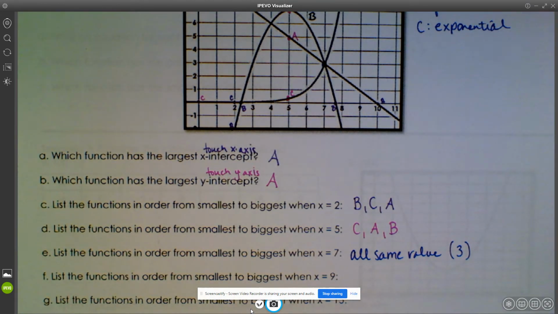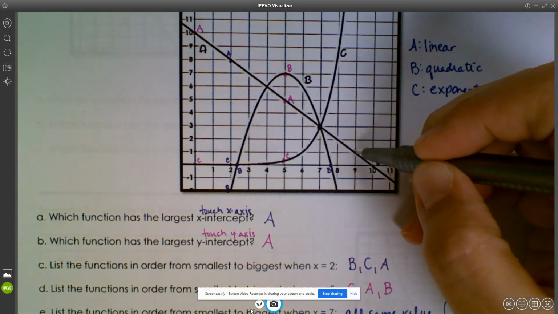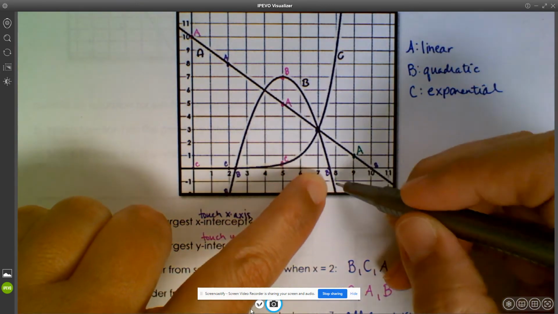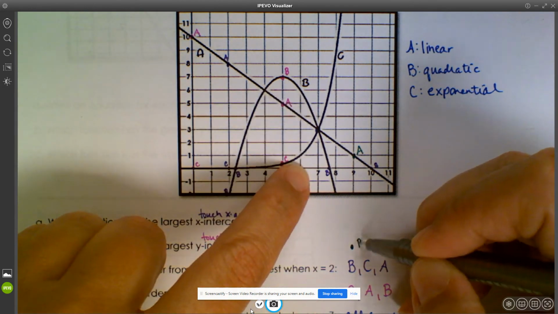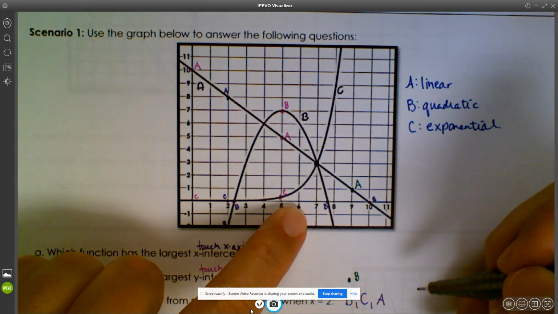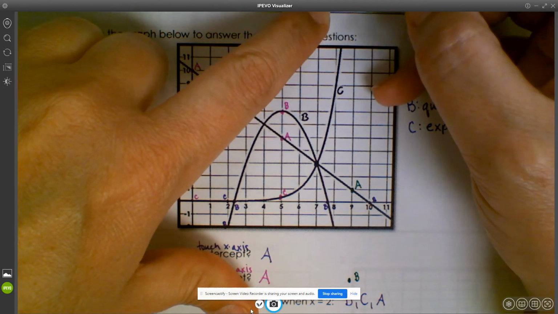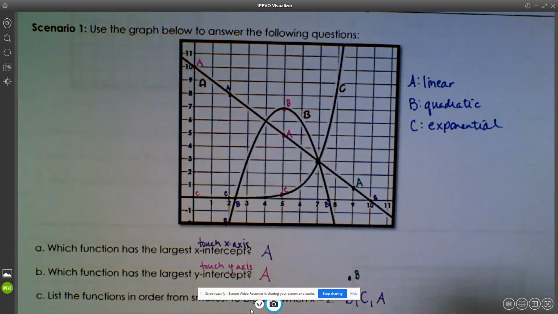I'm going to get another color here. All right, so when x equals 9, let me focus here on the graph. When x equals 9, well, I've got function A here. I need to continue this down. So this will continue down to here somewhere. So that is function B. And we need to see what happens with function C. So function C is going to carry up to somewhere here. So it looks like we've got B, then A, then C.